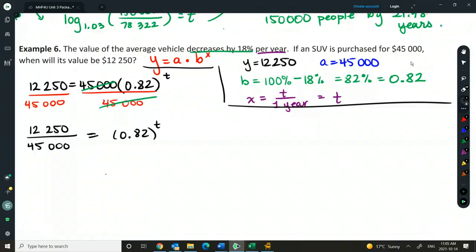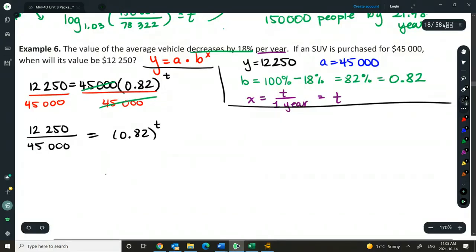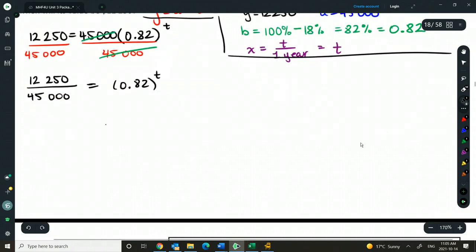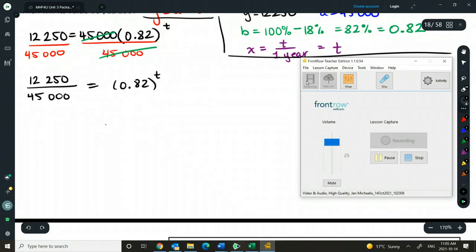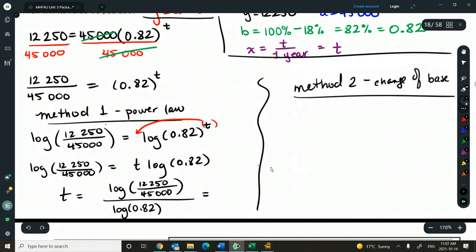You can use either method from here. We can switch into logarithmic form and then use change of base, or you can log both sides, bring the t down using power rule, and then go from there. Okay, so choose a method that you want to try. I'll give you guys a couple seconds. Maybe I'll write both methods just for what you want to choose. Got to record. Method 1, power law. So if you practice power law, we log both sides. We parachute that t down in front as a multiple, and then we divide out the log of 0.82.